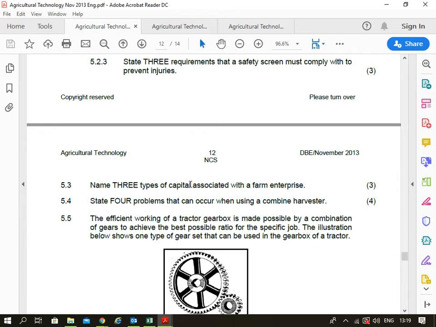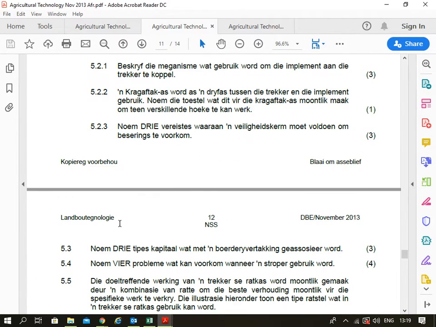Name 3 types of capital associated with a farm enterprise.